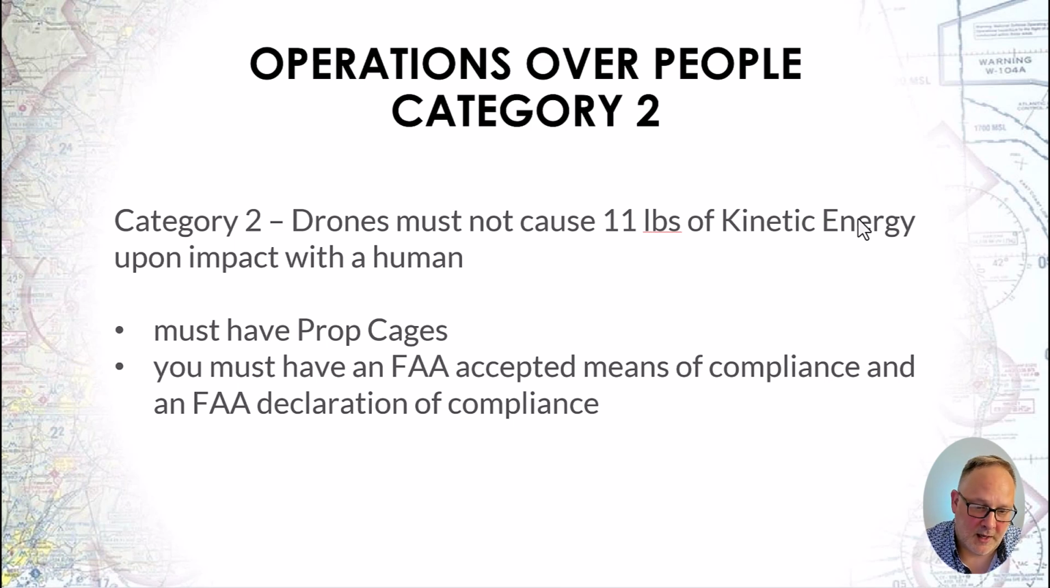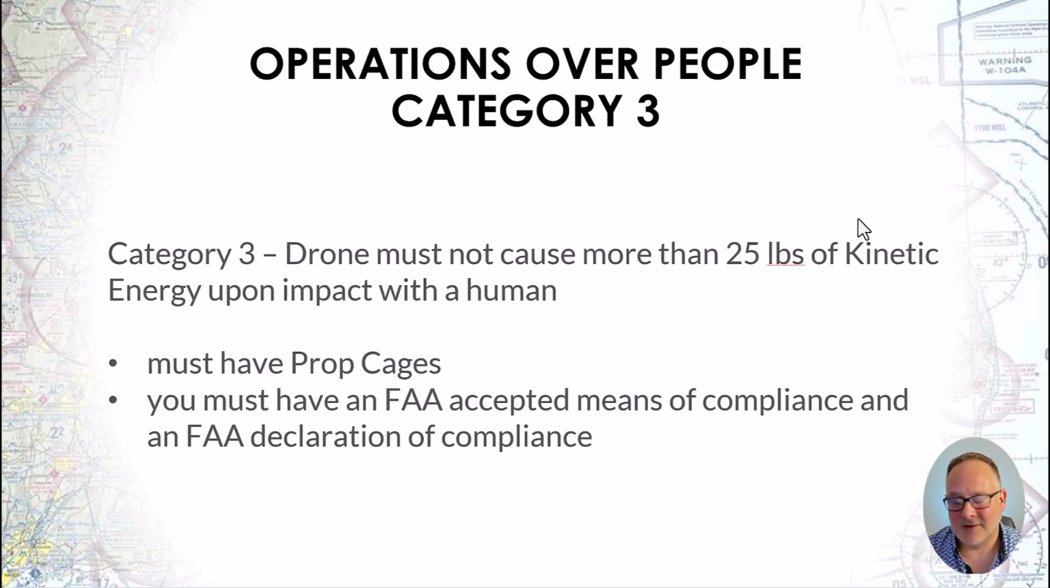You've got to have prop cages, an FAA accepted means of compliance, and an FAA declaration of compliance. So official paperwork saying that you have the ability to do this. It can be tricky, but you can apply. If you're a professional, a news outlet, someone that flies all the time, or a movie maker, you may have a more direct declaration of compliance, with more paperwork involved. As regular drone pilots, we're not going to do this. Category 3: drones must not cause more than 25 pounds of kinetic energy upon impact and must have prop cages. These are heavier drones. Again, the paperwork is going to be more complicated to get this.